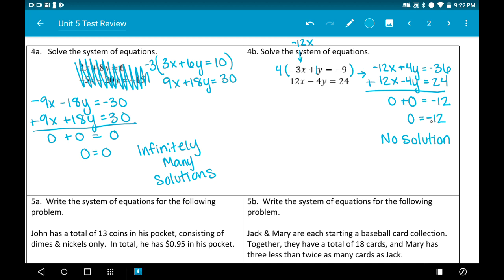So, with 0 equals negative 12, it's no solution. Or 0 equals any other number, or 4 equals 5, 6 equals 7. So any two numbers that aren't actually equal in the end will be no solution. If the two numbers are the same, that is infinitely many solutions. And those are our two special cases with systems.